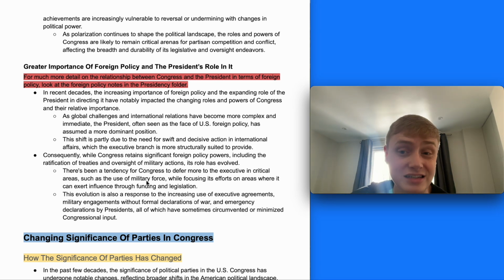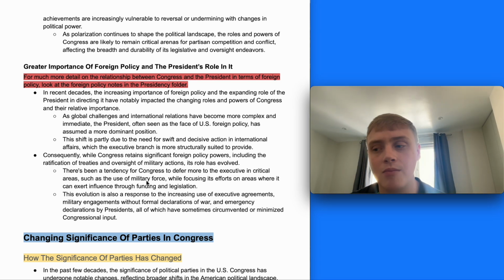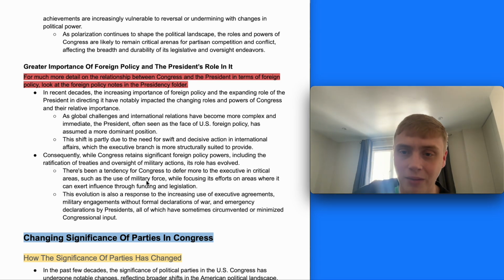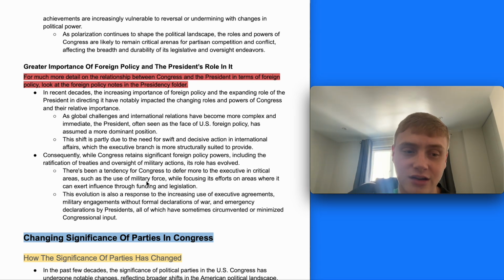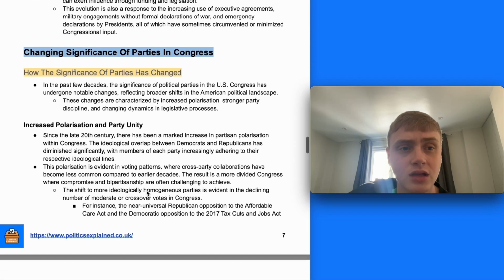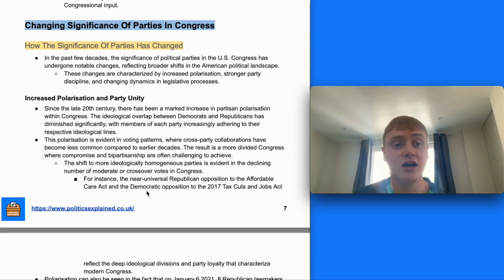For much more detail on foreign policy, as I've said in the notes here, there is going to be, as part of the presidency topic, a whole video on foreign policy, which is going to look at the comparative powers of the Congress and the president in foreign policy. Okay, next key topic to have a look at is the changing significance of the parties in Congress.